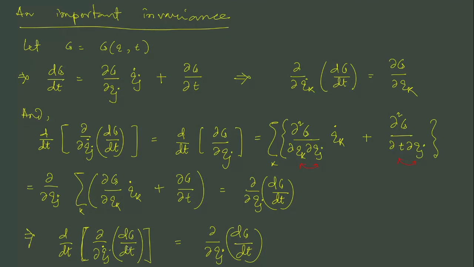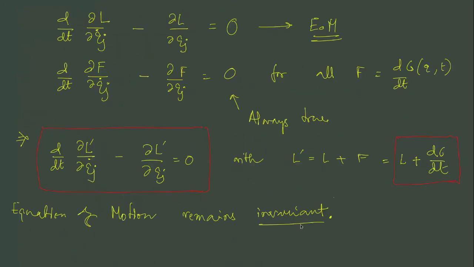So if we have this function g and we look at its total time derivative, then the total time derivative of g behaves like a Lagrangian. It's identically satisfied. So that means the left hand side will always be equal to the right hand side. It's exactly similar to the Euler-Lagrange equation, and I have written it again. Instead of dg dt, I write f. F is the total time derivative of g.